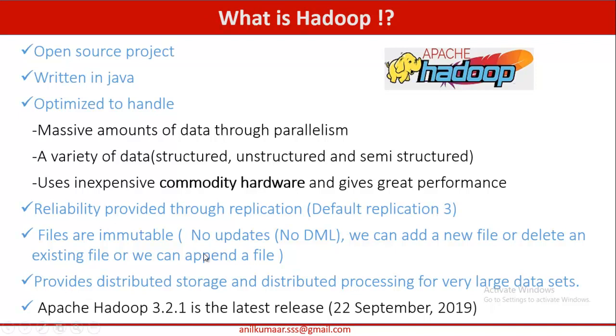At the same time, files are immutable. What do you mean by immutability? Once you have copied the data to Hadoop, you cannot update it, so no DML is possible. For example, if you have employee records in your Hadoop system and you want to change a particular employee's salary from 10,000 to 20,000, that is not possible. You cannot update the records, and you cannot even create a file at the Hadoop level. The only thing is you can copy the data to Hadoop and start analyzing it.